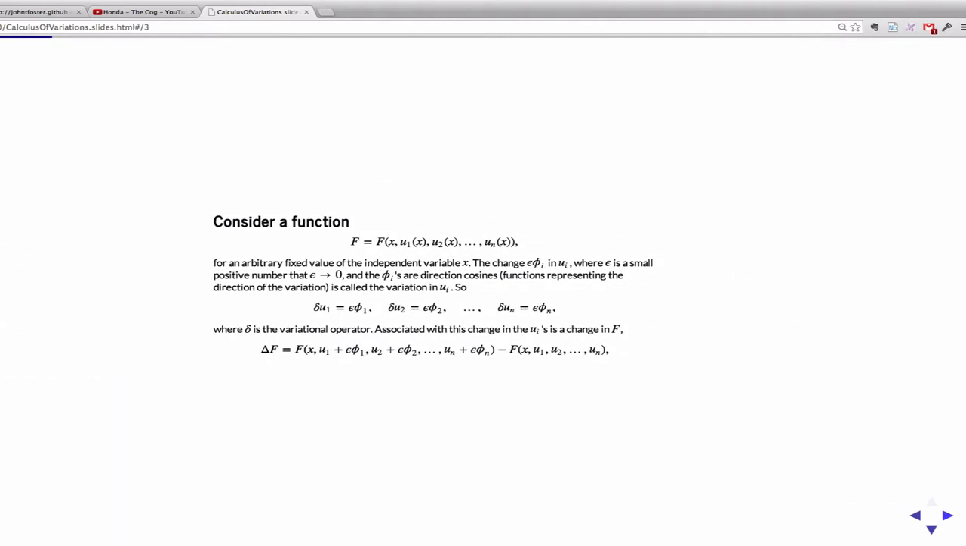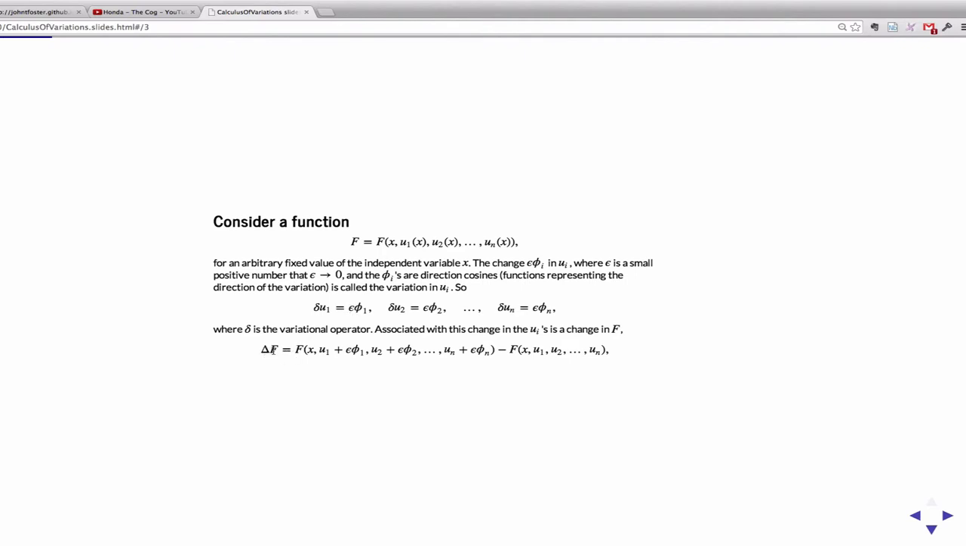And so if we consider a function that's a function of x and some functions of x, this is actually a functional, because u is a function of x. And we investigate a virtual change or a small change in u. Here I'm defining them with finite values. So basically I'm saying that the del u, or a small variation in u, is equal to some very small scalar epsilon that tends towards zero and some arbitrary direction, phi, some arbitrary direction cosine.